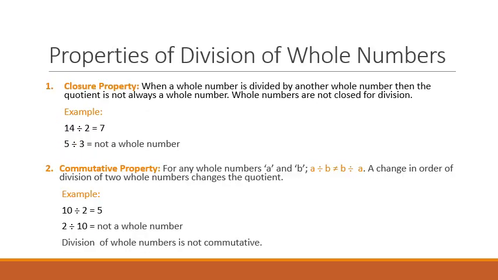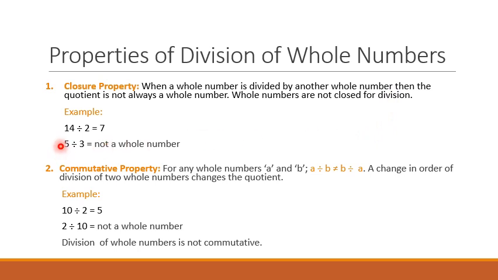Now let's see the properties of division of whole numbers. The first property is the closure property. It says when a whole number is divided by another whole number, then the quotient is not always a whole number. Or I can say whole numbers are not closed for division.